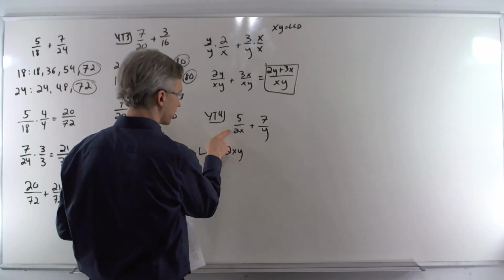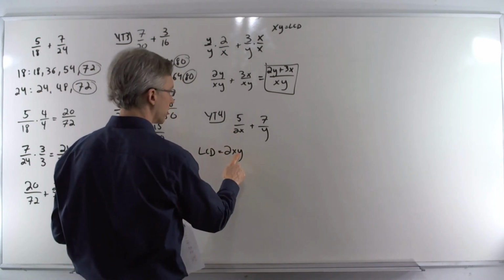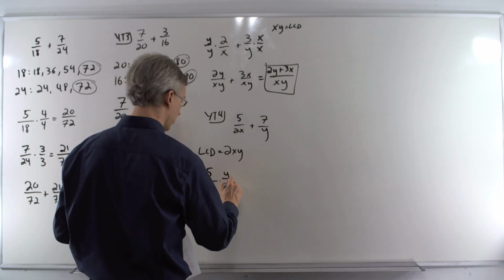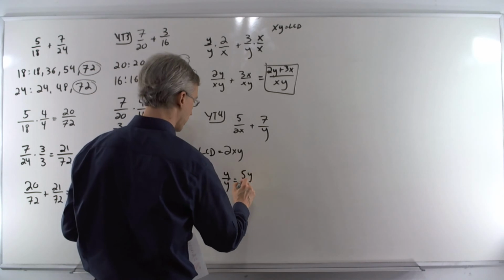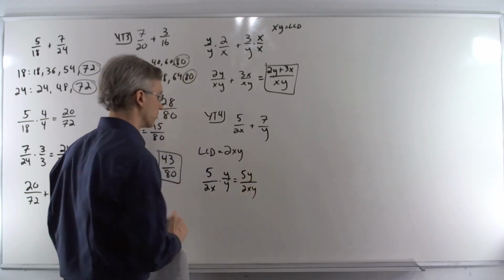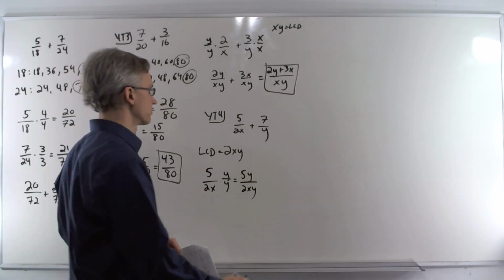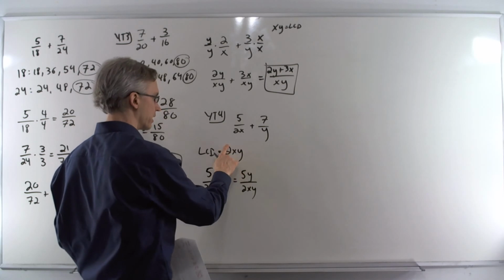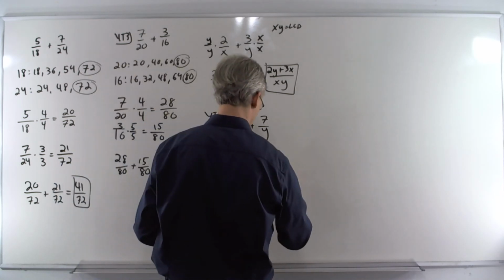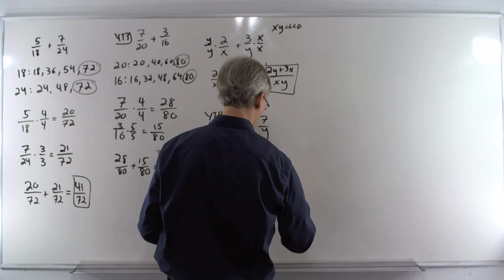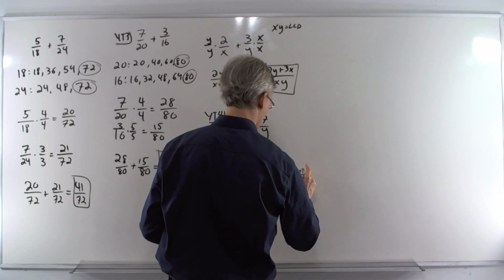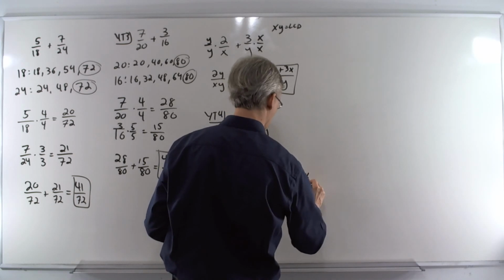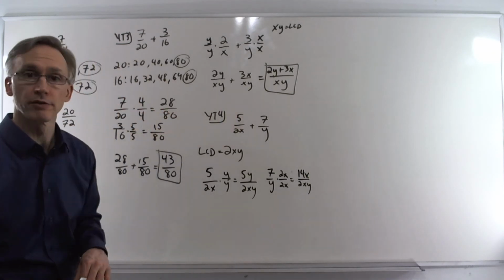Now the first fraction here, we have the 2 and the x. We're missing the y. So we're going to multiply this one by y over y. So 5 over 2x times y over y is 5y over 2xy. And the second fraction, we've got the y, but we're missing 2 and x. So we're going to multiply by 2x over 2x. And for that fraction, we get 14x over 2xy.